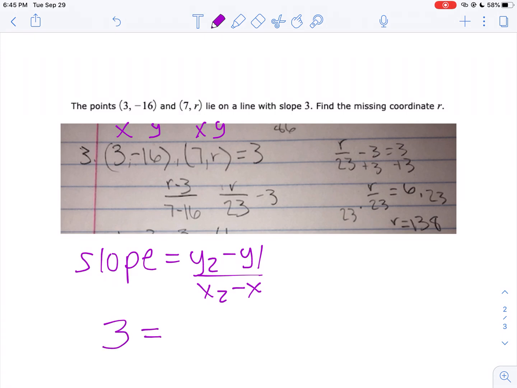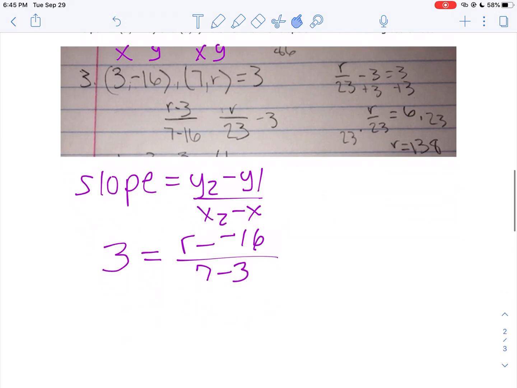Now we got to subtract our y's. And it looks like you took one y and one x. I think that was a careless error. At least I hope it was. So it should be r minus a negative 16 all over 7 minus 3. Then, even with that mistake, I really got confused by what came after that. We had multiple mistakes after that.